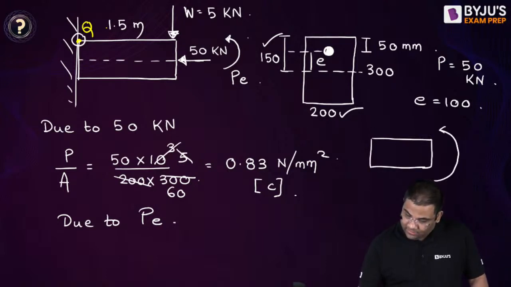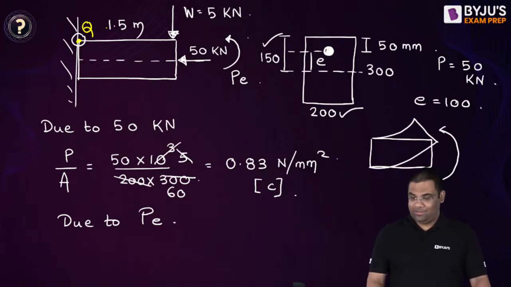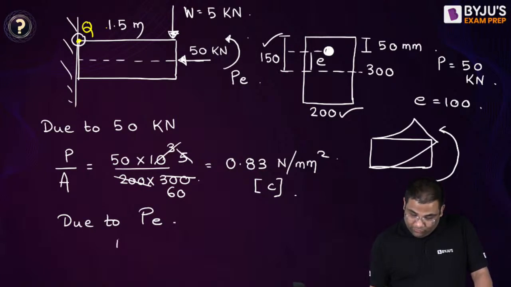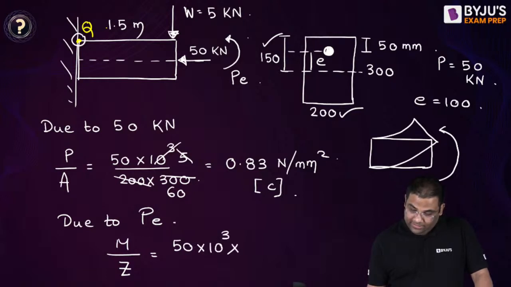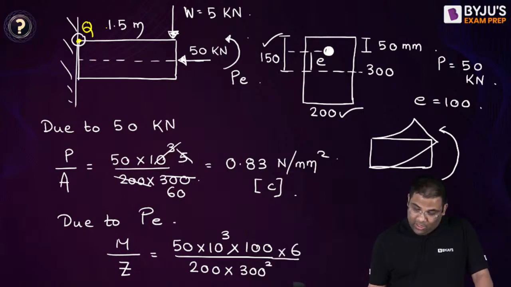So what will happen? At the top there will be compression. So what is the stress due to that? It is bending, so M by Z. M is P into E. P is 50 into 10 to the power 3, E is 100 mm. Z, it's a rectangular section, so B D square by 6. So how much are you getting?